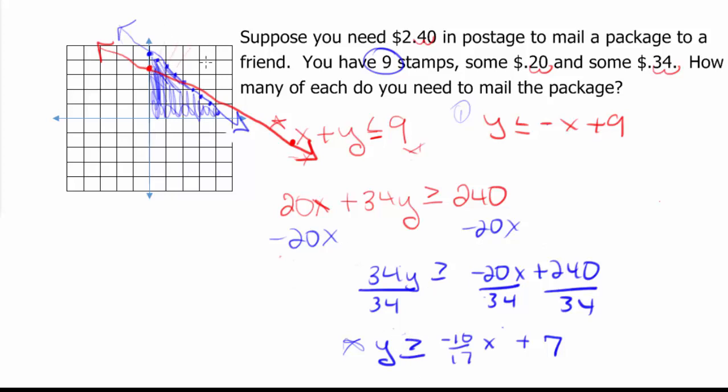So it would be shaded up here. Okay, so really the solution is right in here. Okay, so what this is, since x is your 20-cent stamps, you could buy 2 20-cent, like if you picked a point right in, if you picked, you know, a point right in here, you could get 2 20-cent stamps and 7 34-cent stamps. Okay, any of these combinations in here would work, is what I'm saying.